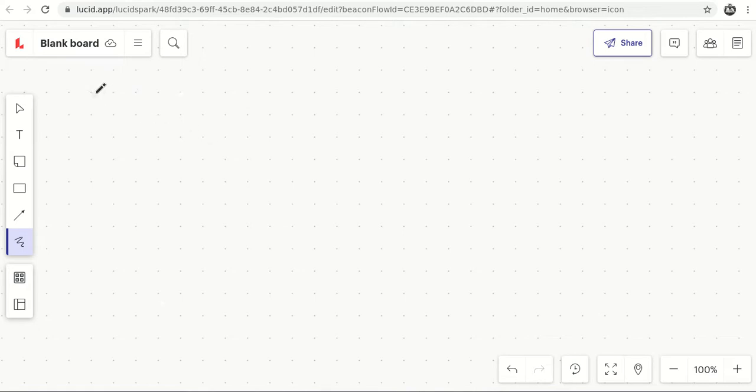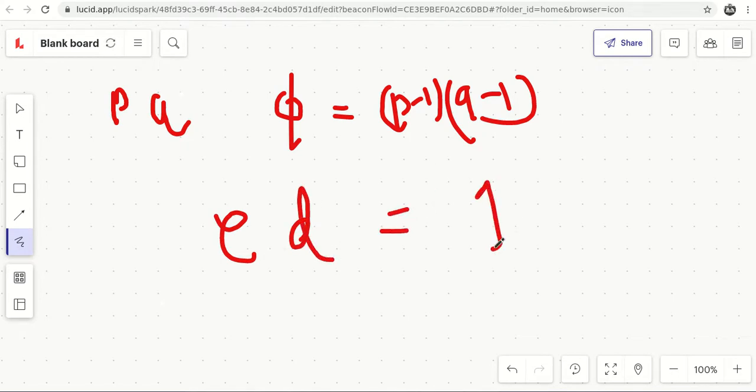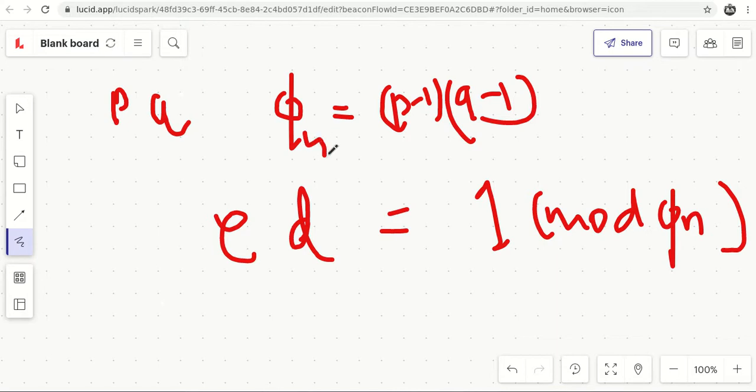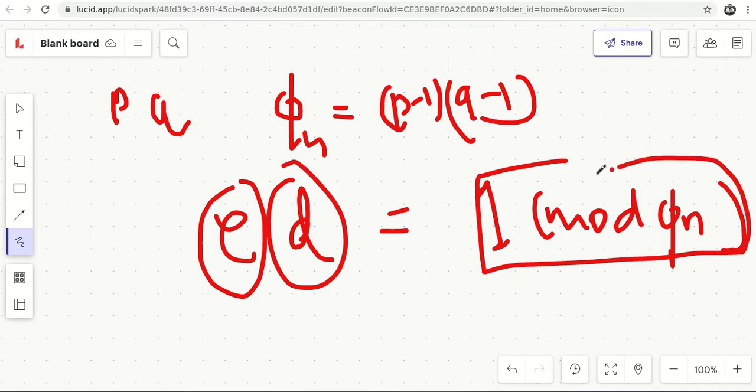So now we'll start with RSA. What is RSA? RSA takes two numbers P and Q, forms a function phi(n) as (P minus 1)(Q minus 1), and then gets two keys such that E times D mod phi(n) is 1. This is phi(n). Now to guess these properties, we need to find the period of this function.